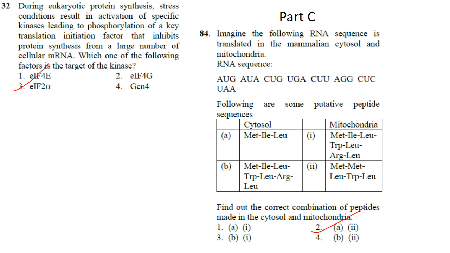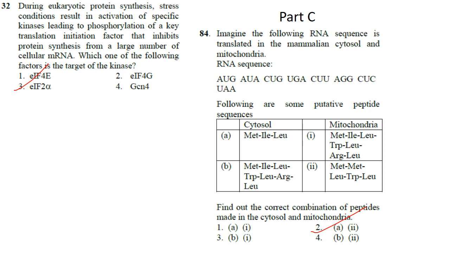During eukaryotic protein synthesis, stress conditions. Now the stress conditions include viral infection, lack of nutrients, heat shock, etc. Result in activation of specific kinases leading to phosphorylation of key translation initiation factor that inhibits protein synthesis from a large number of cellular mRNA. Which one of the following factors is the target of the kinase? So it will be eIF2 alpha. When it is phosphorylated, it becomes inactive.